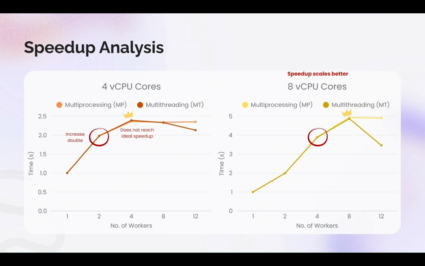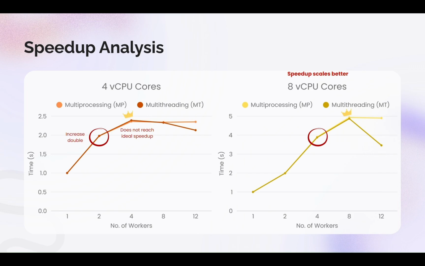Next, we look at the speed-up analysis. Speed-up is used to measure how much faster the program can run when using multiple workers compared to a single worker, which means measuring how much parallel execution improves the performance compared to sequential execution. For 4 virtual CPU, the highest speed-up is when using 4 workers, while in the 8 virtual CPU configuration, the highest speed-up is at 8 workers.